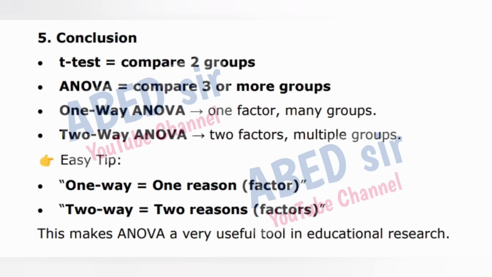5. Conclusion. T-test is to compare 2 groups. ANOVA is to compare 3 or more groups. One-way ANOVA, 1 factor, many groups. Two-way ANOVA, 2 factors, multiple groups. Easy tip. One-way is 1 reason, factor. Two-way is 2 reasons, factors. This makes ANOVA a very useful tool in educational research.